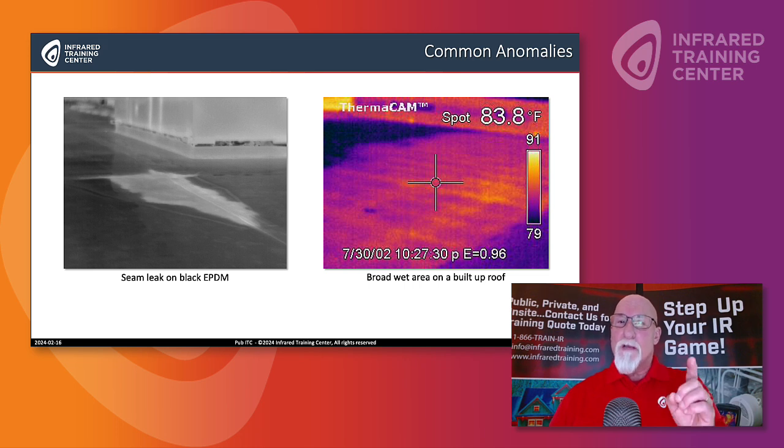And again, I wanted to give a plug. If you don't know how to thermally tune your camera, then you're not going to be able to find these anomalies as quickly as possible. So training is very important.